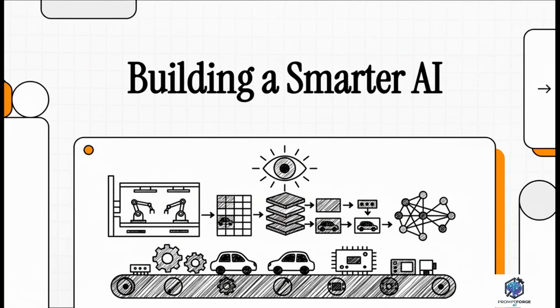Welcome back. Today, we're going to get our hands dirty on the digital assembly line. But instead of building a car, we're building an AI, bolting it together piece by piece. The goal? To construct a neural network that doesn't just process numbers. We're going to teach it how to actually see.